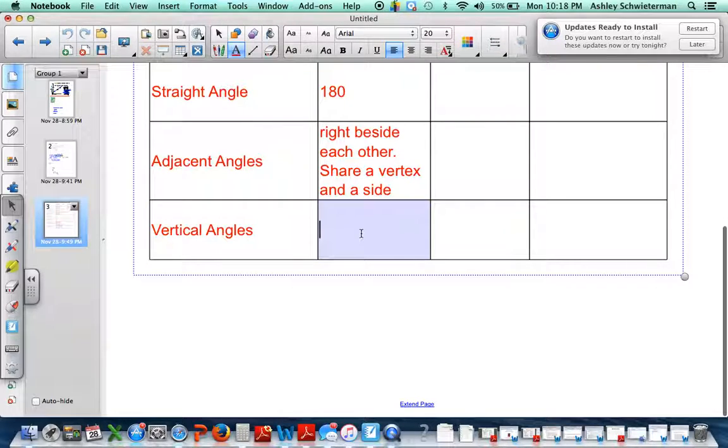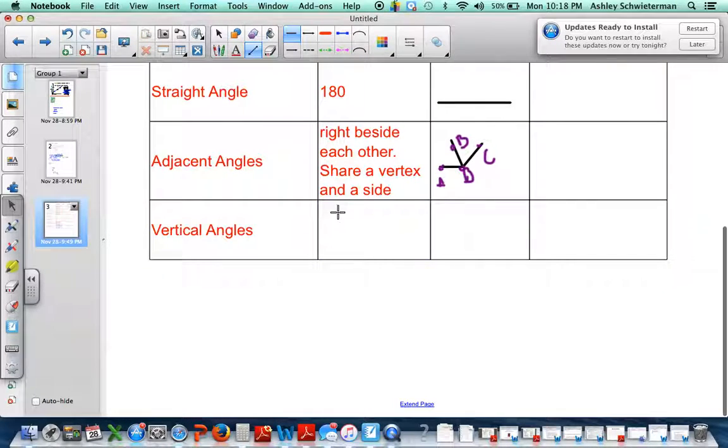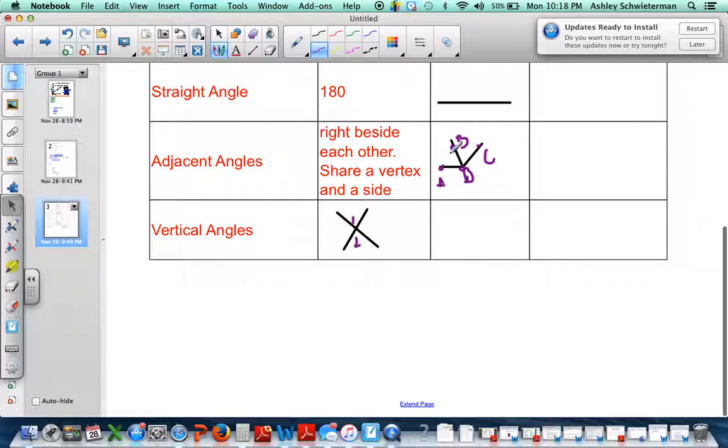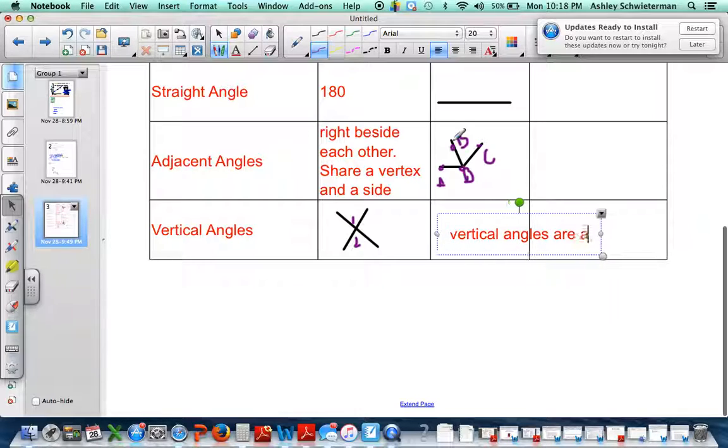Vertical angles are the angles that are formed when two lines cross. They're the angles straight across from each other. So that would be this one. 1 and 2 are vertical from each other, and those are always congruent. Congruent means they are equal.